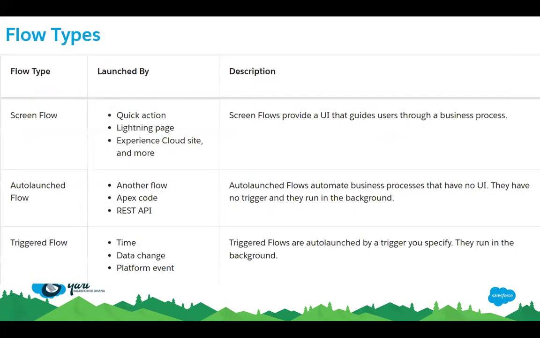Okay, so screen flow, as I mentioned, you are building a UI. So let's say you have your account layout, right? You guys remember page layouts and everything, right? I hope you haven't forgotten anything. So let's say you want to build a button there, and when the button is clicked, you want to pop up a screen and get some data, right? So what you can do is create a screen flow, and you can launch the screen flow by a quick action, meaning a button. Or you can execute it from a Lightning page.